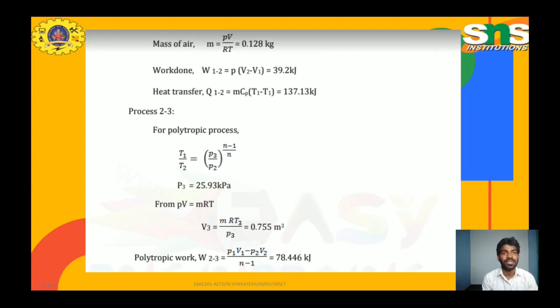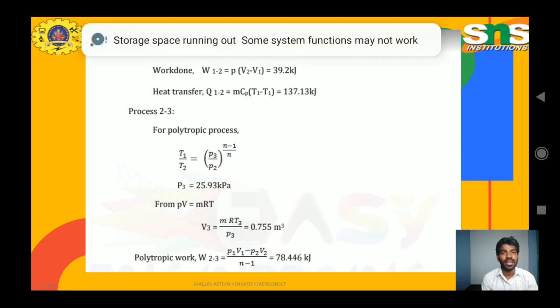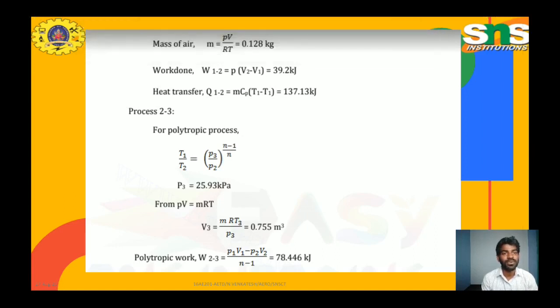In a constant pressure process, the work done formula is P into V2 minus V1. P is a constant, P1 is equal to P2, and V2 and V1 are in the given data. So finally we get 39.2 kJ per kg. The next one is heat transfer, Q is equal to m Cp (T1 minus T2). Substituting all values from the given data, Cp is the specific heat at constant pressure. Finally we get 137.13 kJ per kg.